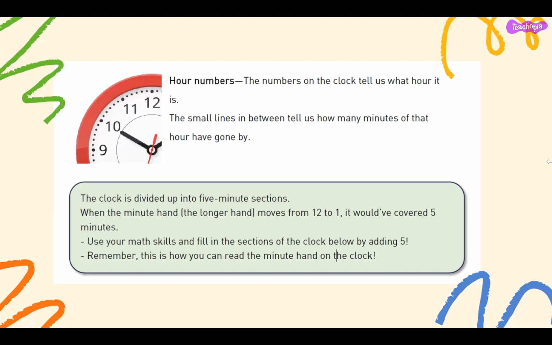So simply put, the clock is divided up into 5-minute sections. When the minute hand, which is the longer hand, moves from 12 to 1, it would have covered 5 minutes. Help the children understand this concept clearly so that they are able to read time without any difficulty.